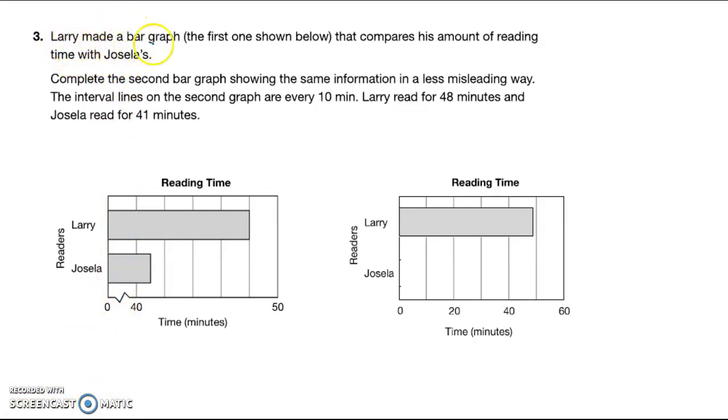So number 3, Larry made a bar graph. So this is Larry's bar graph, the first one shown that compares his amount of reading with Josella's. Complete the second bar graph showing the same information in a less misleading way. The interval lines for the second graph are every 10 minutes. So this is 10, this is 30, this is 50. Okay. Larry read for 48 minutes, so almost to 50. And Josella read for 41. So she's going to be just a little bit over 40. And you're going to draw that here. Okay?